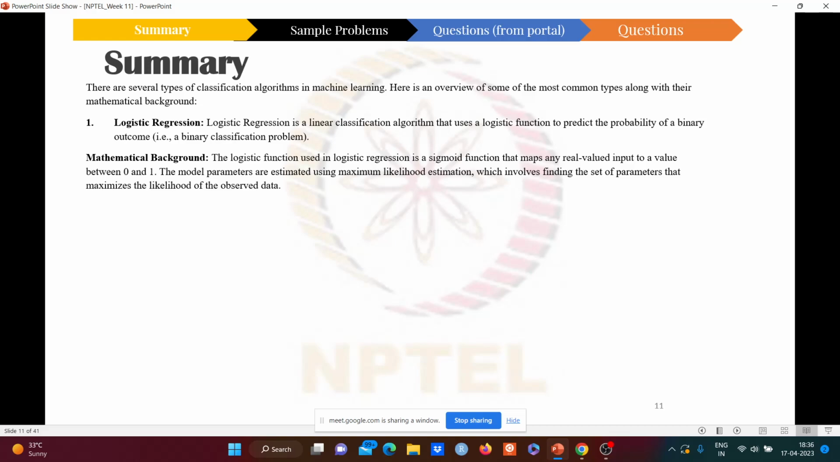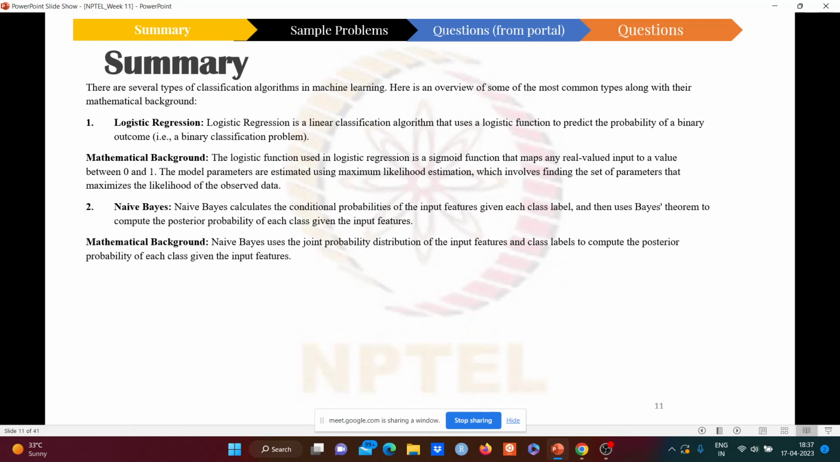Coming to its mathematical background, the logistic function used in logistic regression is a sigmoid function that maps a real valued input to any value in between 0 and 1. We also know the probability ranges between 0 and 1. So the model parameters are estimated using maximum likelihood estimation, which involves finding a set of parameters that maximizes the likelihood of an observed data.